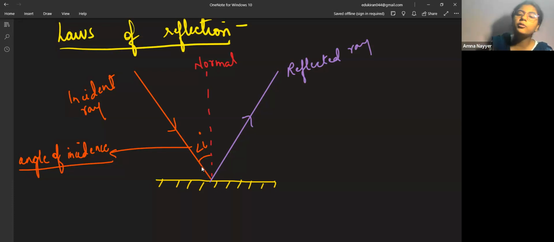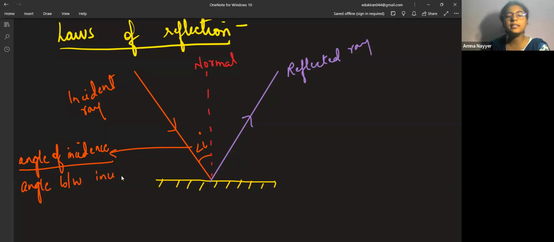There can be one confusion when you are answering questions and when we are doing numericals: it is not measured from the surface of the mirror, not from any other surface. You take it directly between the incident ray and the normal. So this is the angle formed between the incident ray and the normal. This is known as the angle of incidence.